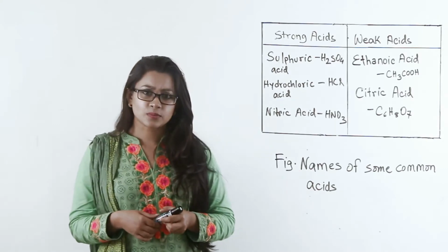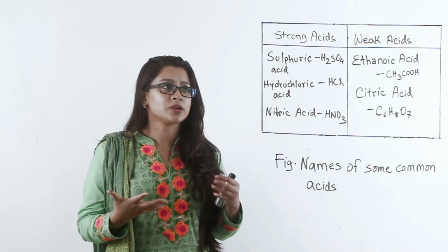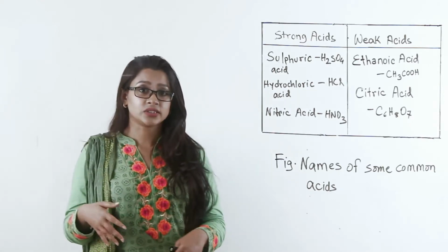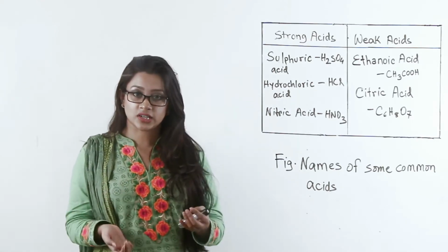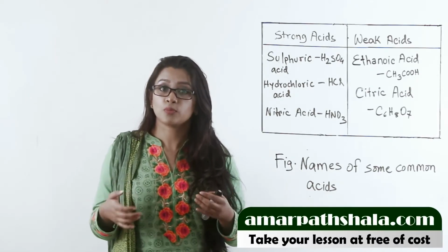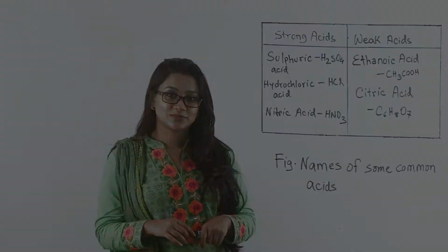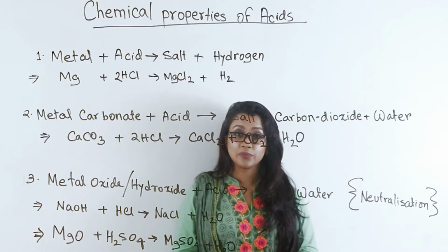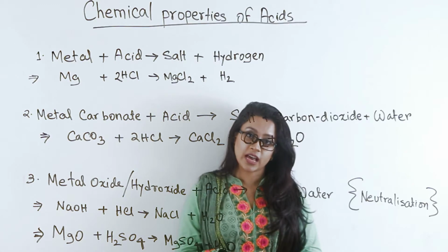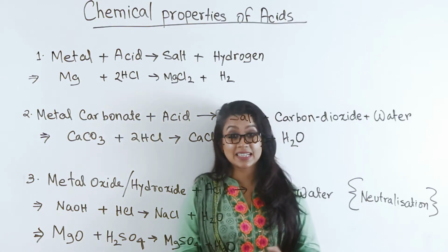Now, why are acids important? They're mainly important because of their reactions: how they react with metals, how they react with carbonates, etc. And this is something that we are going to discuss with the help of equations right now. As you can see on your screen, these are some of the chemical properties of acids, represented by these equations.